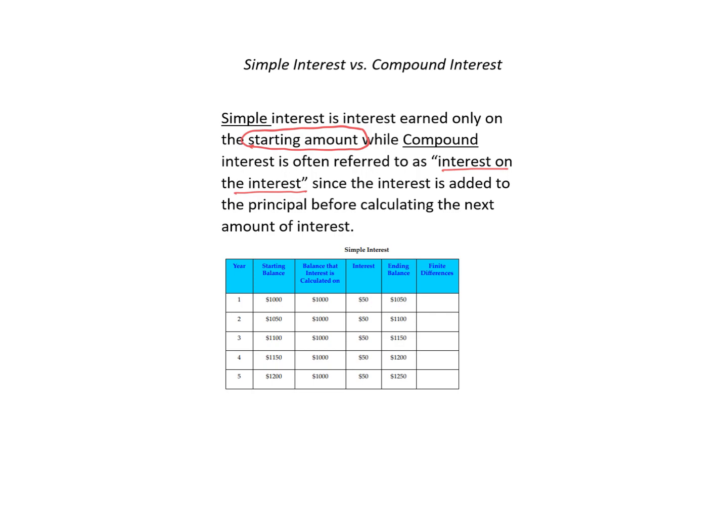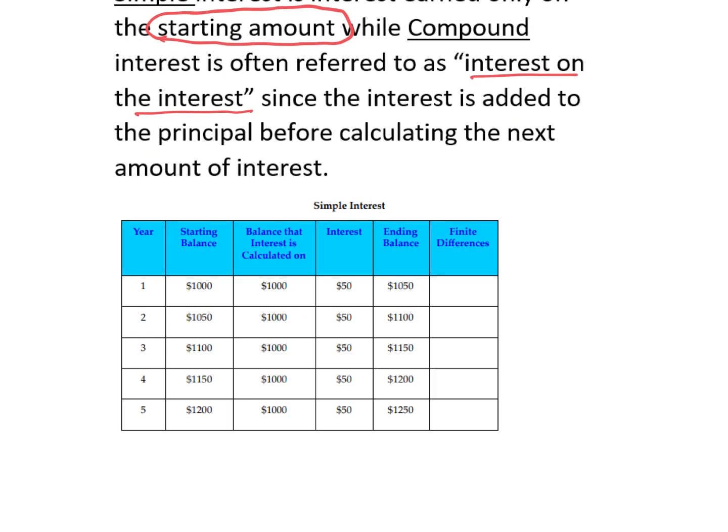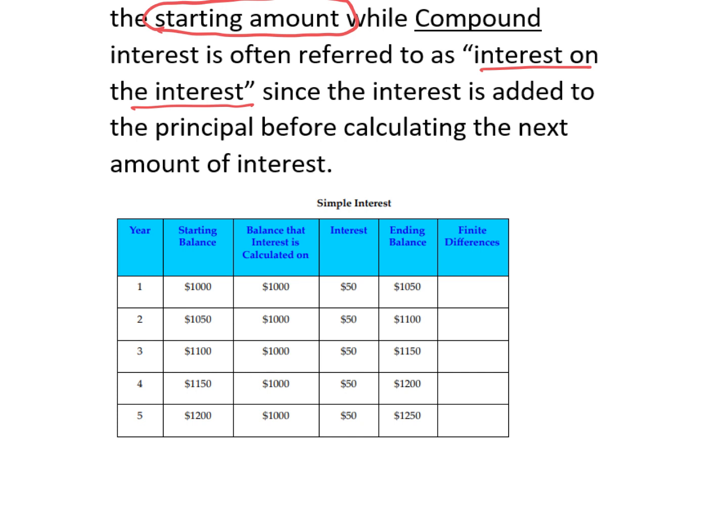So the difference is, if we look at this table here, we are starting with $1,000 and we are getting 5% interest each year. So $1,000 times 5% as a decimal, 0.05, would be $50. So with simple interest, you're going to get $50 each year.